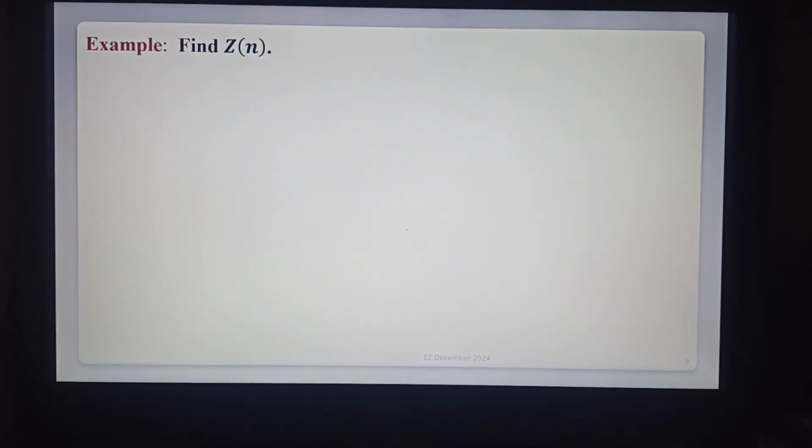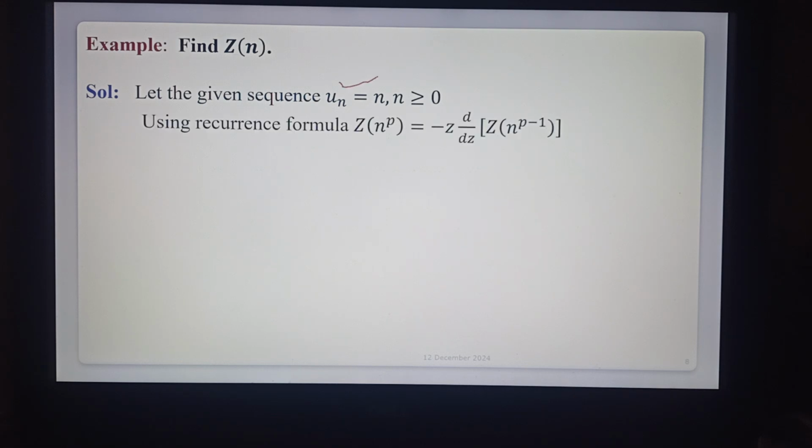So see the example here. Find Z transform of n. Okay, n is the sequence. So let the sequence u_n is equal to n. So by using the recurrence formula, Z transform of n^p is equal to minus z into d by dz of Z transform of n^(p minus 1).